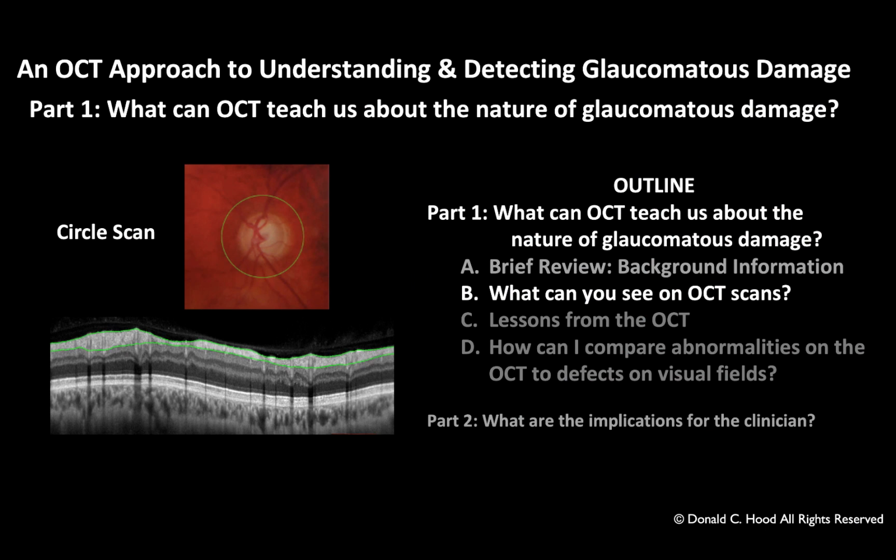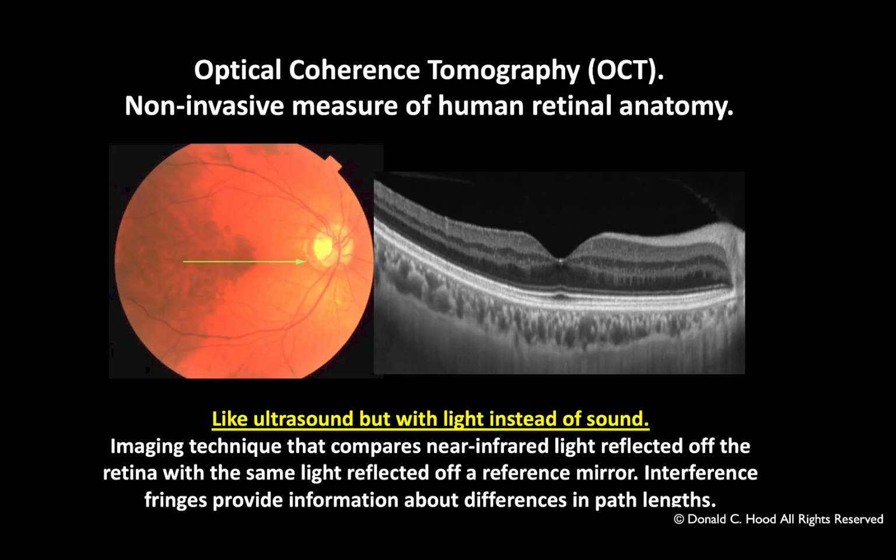Next question. What can you see on the OCT scans? What can they actually see? Well, here's a scan through the back of the eye, and that's the OCT scan. Let me remind you that you can think of OCT as being like ultrasound, but with light. And because light has a shorter wavelength, the resolution is much better than ultrasound.